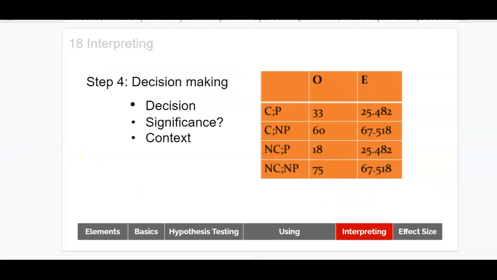So I want you to take a moment and think about that. Step 4: I said it was significant. What does that mean? What decision am I going to make? Reject the null or fail to reject the null? Will I say significant or not? And then explain the context.